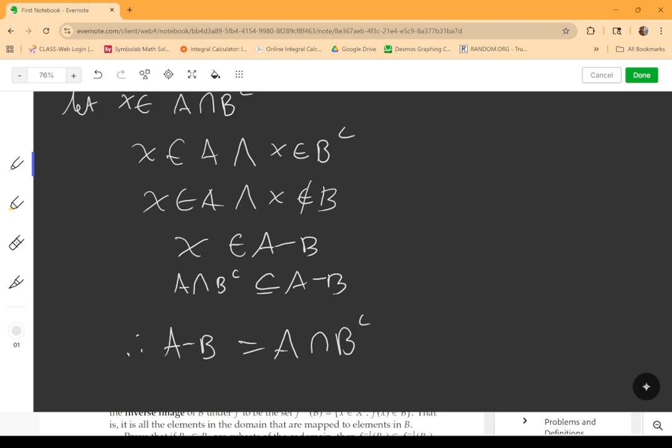So here's just an alternate approach to the proof. In general, this will work if you want to show that two sets are equal: show that they are subsets of each other, and the logical conclusion is that they must be equal to each other.